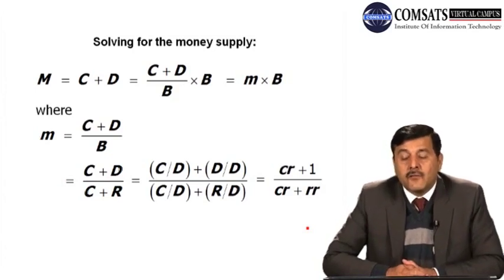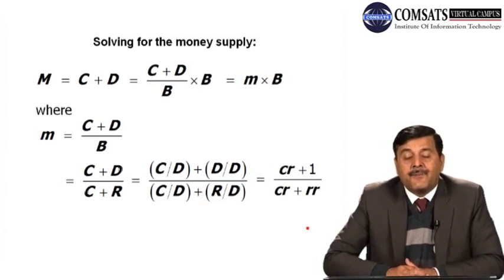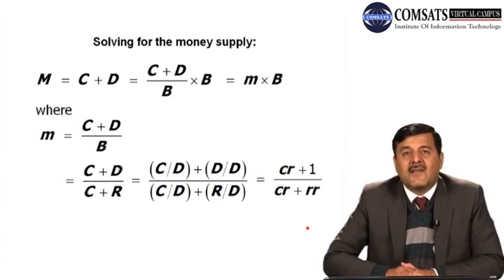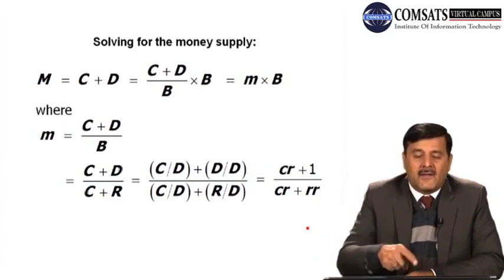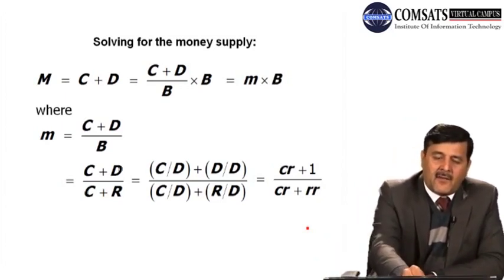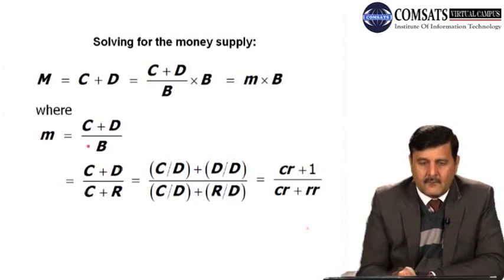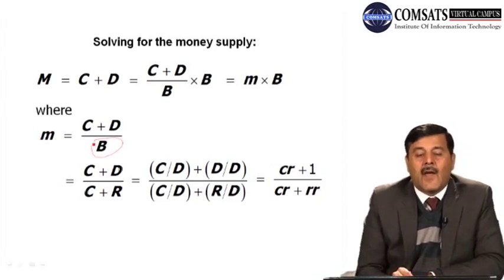Now M is equal to C plus D over B, and as we know that B किस चीज के बराबर है? Currency plus reserves, right? So we just substitute the value B की जगह उसकी value रख दें इस equation में. If we substitute the value, यहाँ पे जो आप देख रहे हैं, ये जो B है, small m is equal to C plus D over B, तो इस B की जगह पे इसकी value रखेंगे, C plus D over C plus R, right?